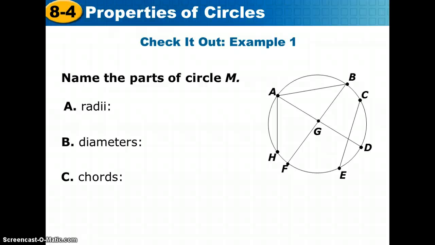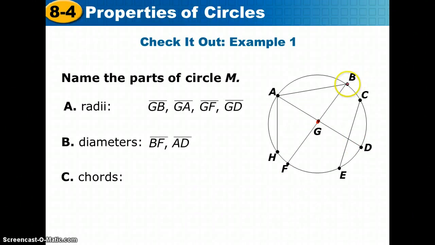All right, welcome back. Let's see how well you did. Radii, starting at the center, GB, GA, GF, GD. Diameters from endpoint through center to endpoint, from endpoint through center to endpoint. Remember, those guys also get to be chords. So if you got your diameters, those are going to be your first set of chords, and then all the chords that slice into our circle. How'd you do?